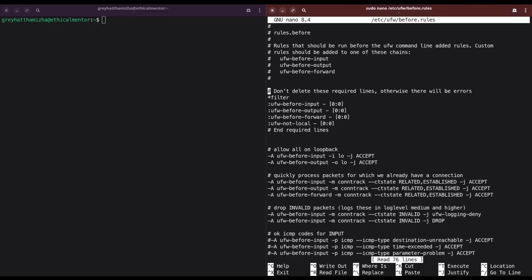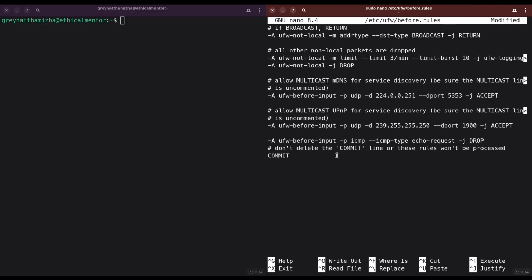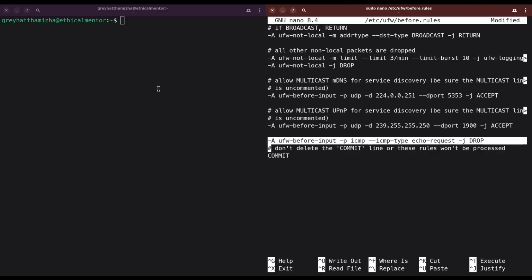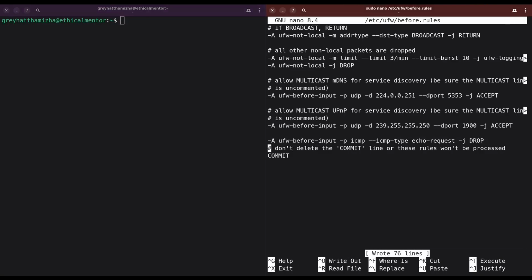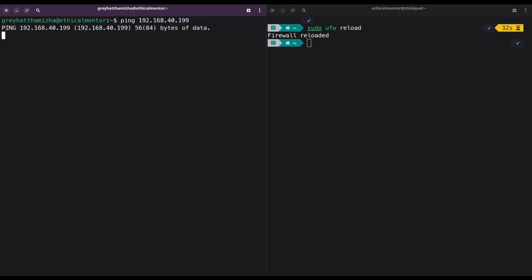Let's see how to block a particular protocol like ICMP in a network and how it's done. See, the pings are blocked.